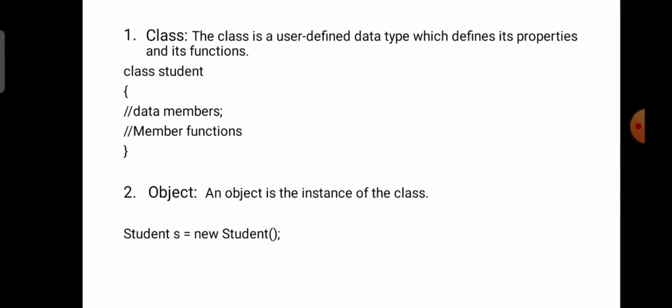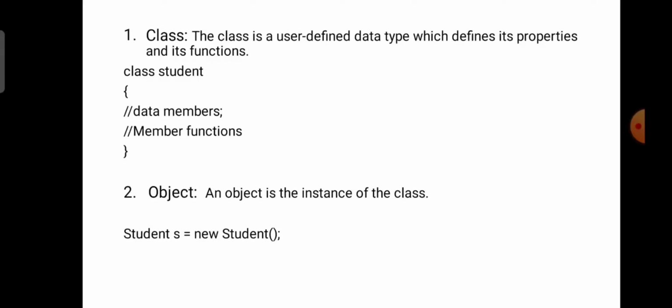What is a class? A class is a user defined data type which defines its properties and its functions. For example, human being is a class, its body parts are its properties, and the actions performed by body parts are known as functions. The class does not occupy any memory space, therefore we can say that a class is only a logical representation of the data.